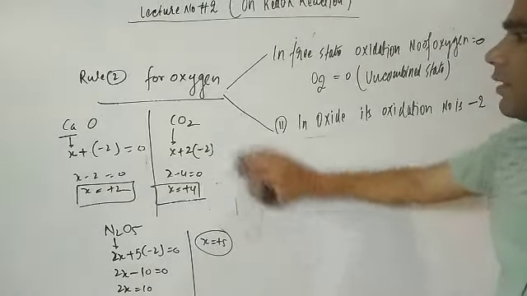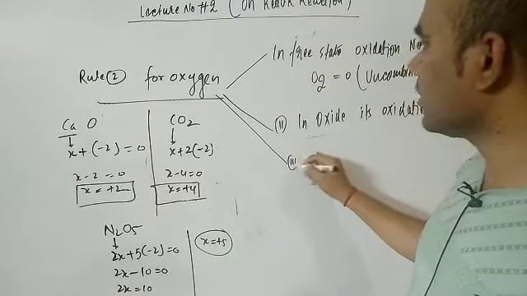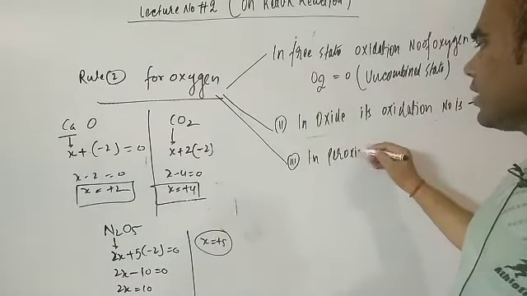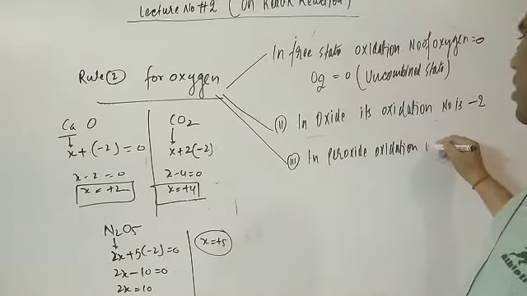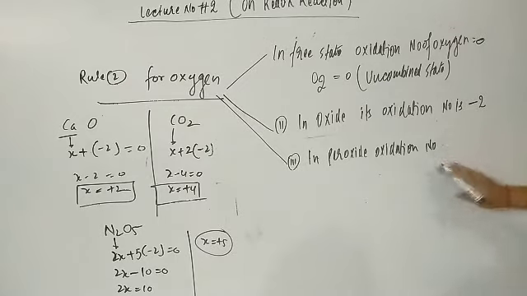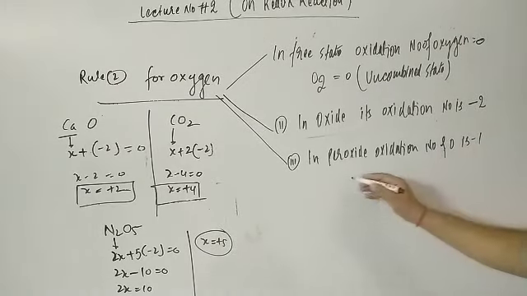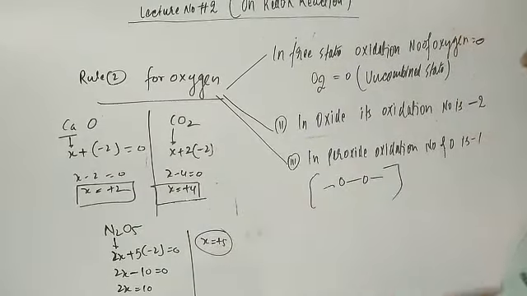Okay, now let us move to the third point. Third point, in peroxide. Okay student, in peroxide, the oxidation number of oxygen is how much, student? -1. So if a peroxide linkage, O-O, is there, then the oxidation number of oxygen is how much, student? We have to consider -1.